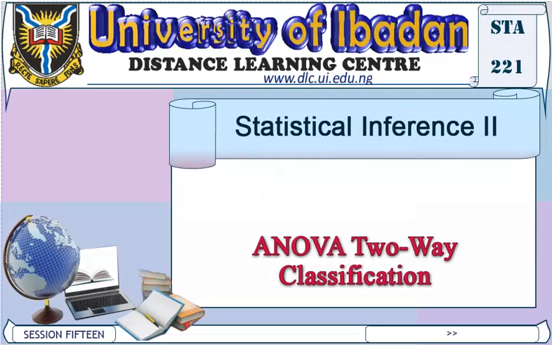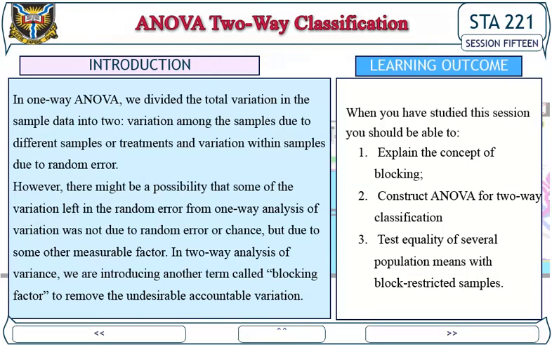Study Section 15, ANOVA Two-Way Classification. Introduction. In one-way ANOVA, we divided the total variation in the sample data into two: variation among the samples due to different samples or treatment, and variation within samples due to random error.